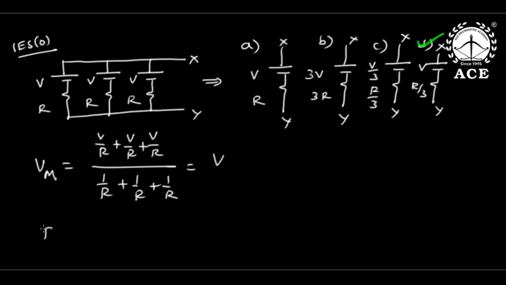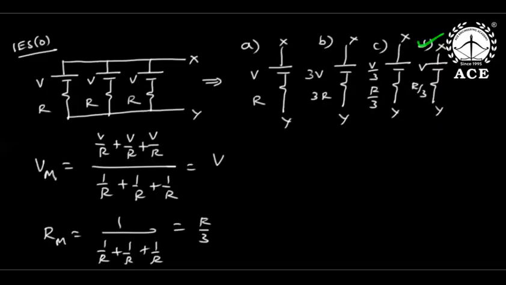Yes or no? What about Millman's resistance? Yes, it is 1 by sigma 1 by R: 1 by R1 plus 1 by R2 plus 1 by R3. So it is R by 3. So option is obviously D.